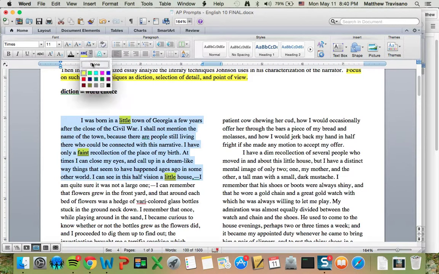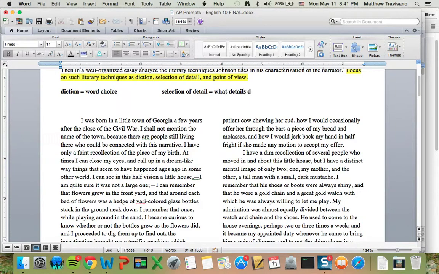Diction is how Johnson chose the words he chose. And ultimately, the question is why? Why would an author choose these words? And in this case, why would the narrator choose the words he chose? That's diction. Selection of detail. So let's go on to that. What does that mean? Well, actually, it's kind of implied in the term. But selection of detail means what details does the narrator offer us?